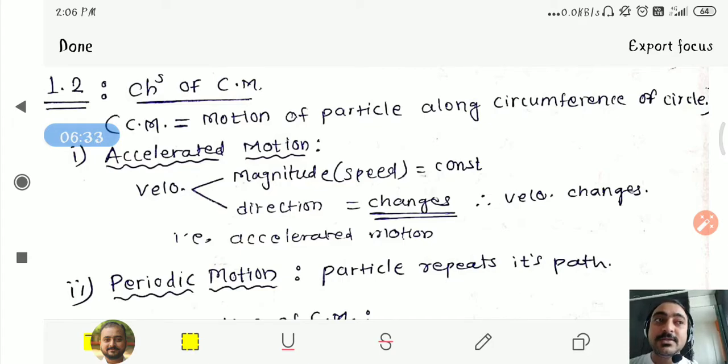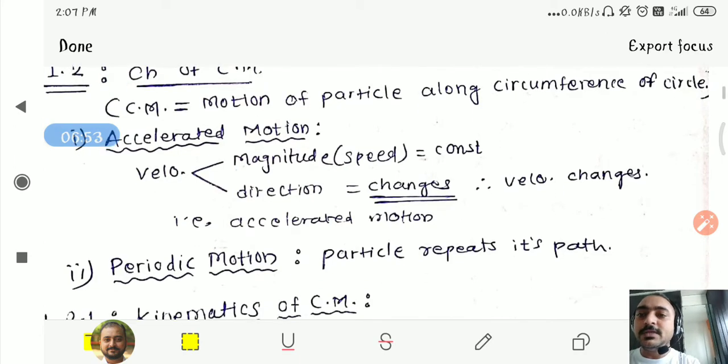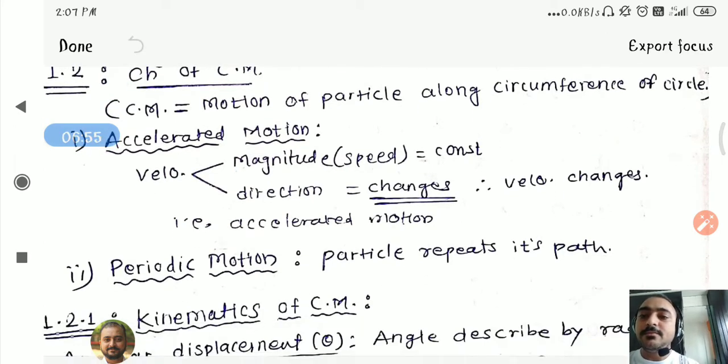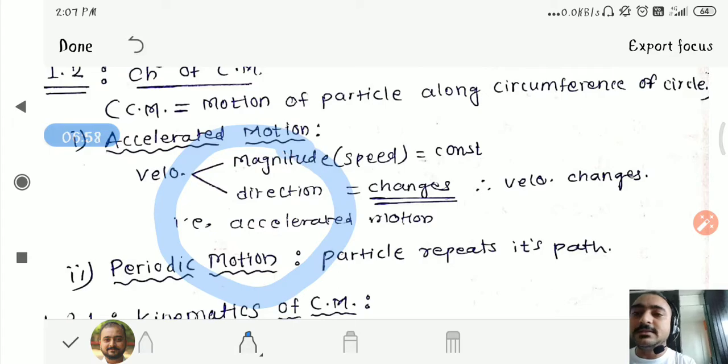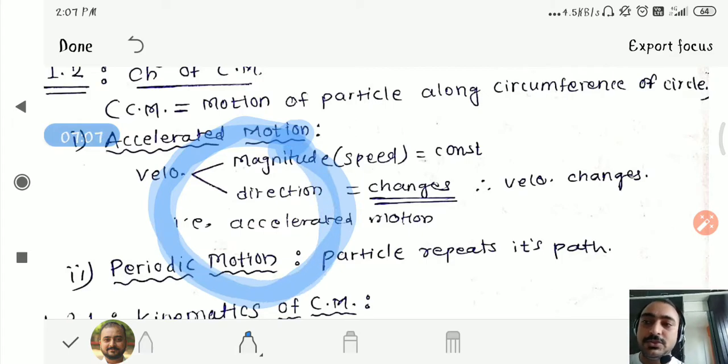We first introduce the circular motion. So what is circular motion? Circular motion is the motion of a particle along the circumference of a circle. Means if this object performs the motion along the circumference like this, the particle performing the motion along the circumference of a circle is called circular motion.